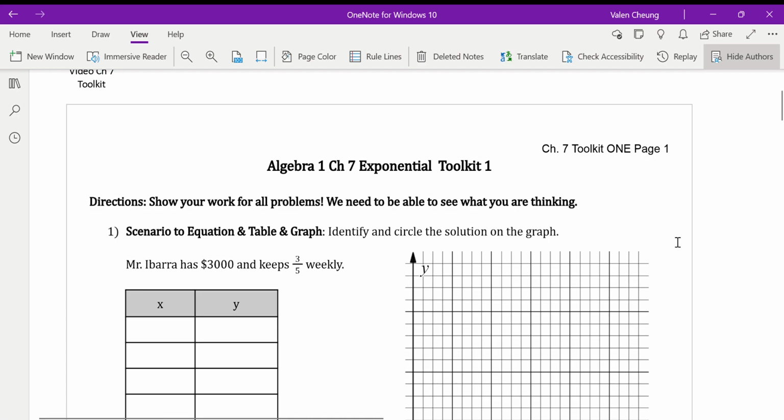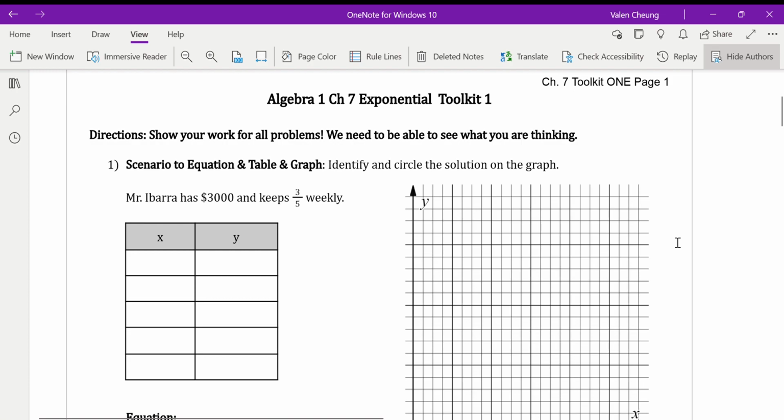Hey dear students, it's Mr. Chung. I'm going to teach you how to go from a scenario to an exponential equation, table, and graph.